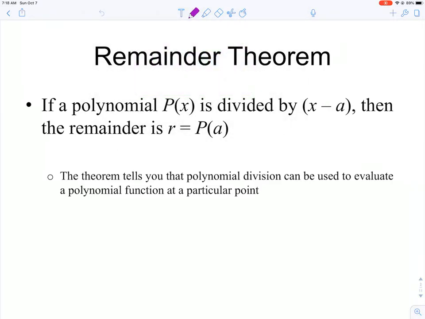So what the remainder theorem says is if a polynomial p of x is divided by x minus a, then the remainder is whatever the polynomial is evaluated at a. So the theorem tells you that the polynomial division can be used to evaluate a polynomial function at a particular point. So for example, if we were to divide x cubed minus 2x plus 4 by x minus 2.